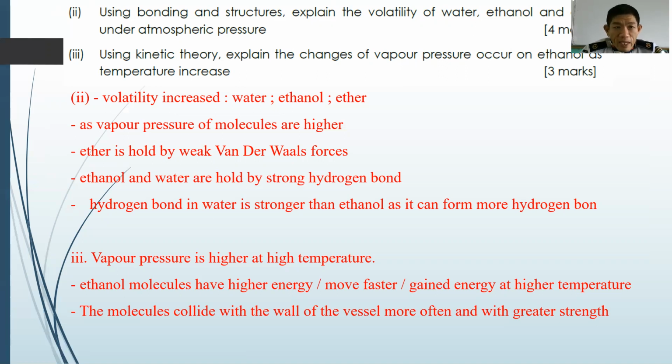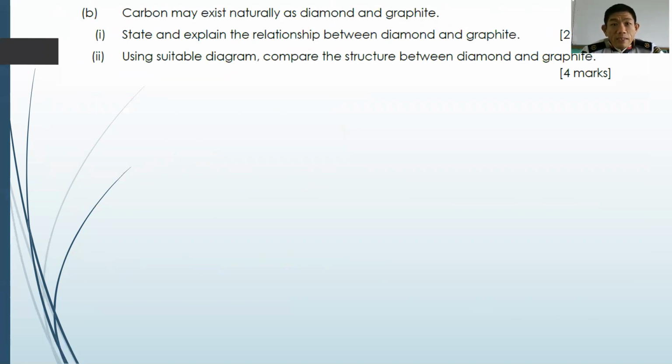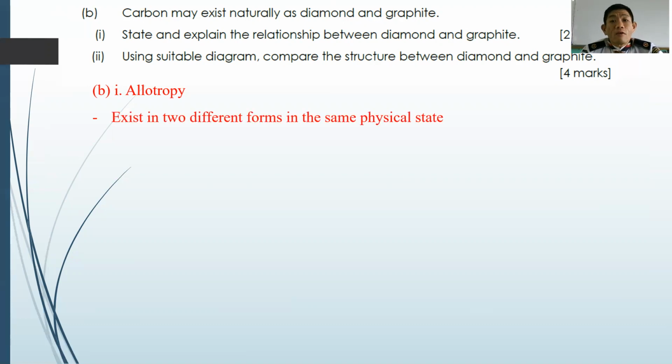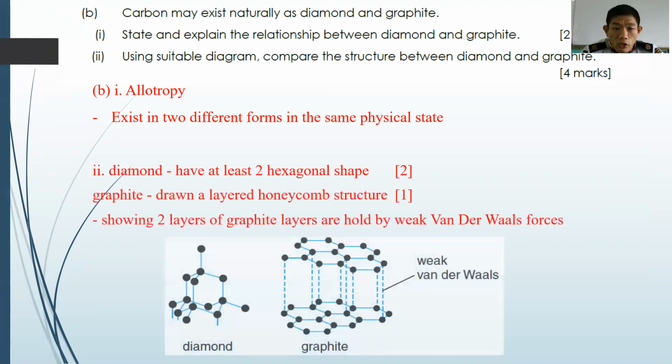So that is for number A. And then we have number B. Carbon exists naturally as diamond and graphite. State and explain the relationship between diamond and graphite. So both of them are allotropes, where they are elements with the same state of matter, but exist in different structures, or different physical forms. Then number 2, using a suitable diagram, compare the structure between diamond and graphite. So diamond is an sp3 hybridized structure.